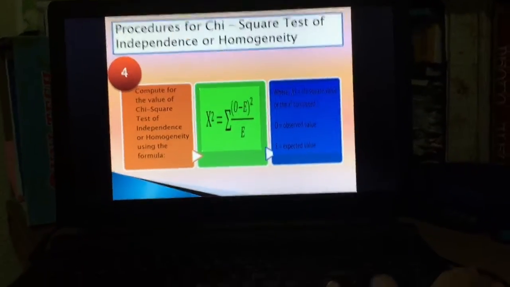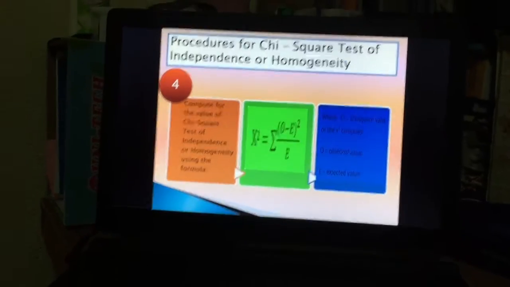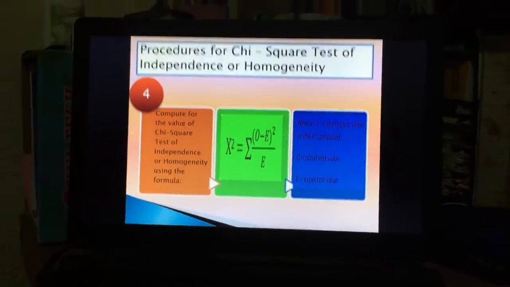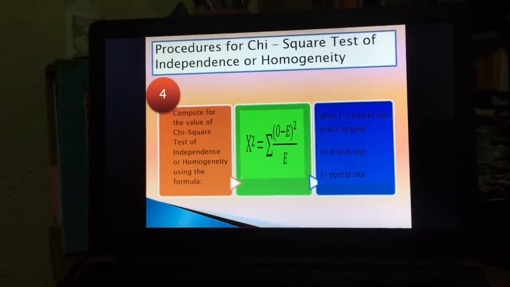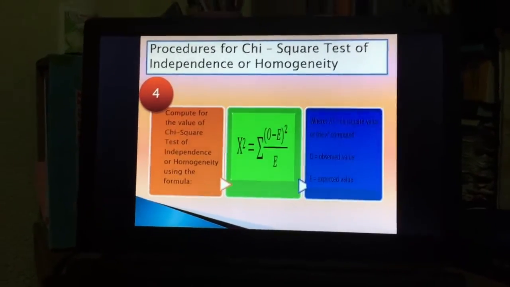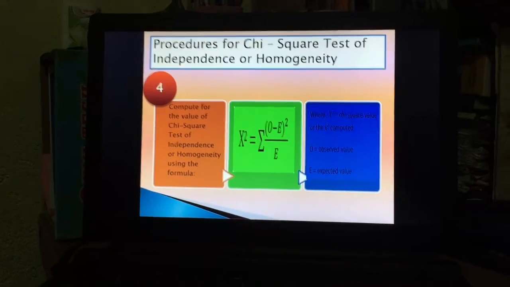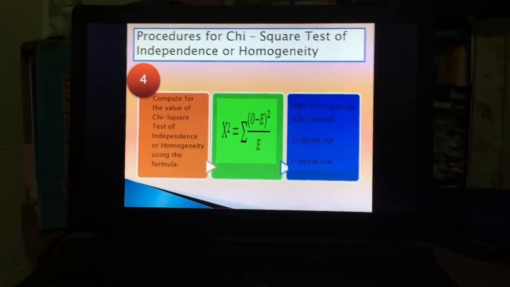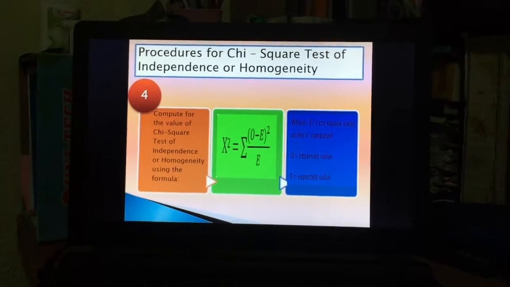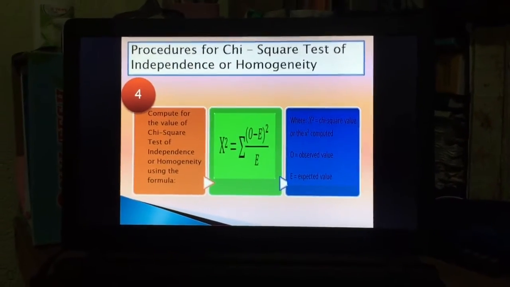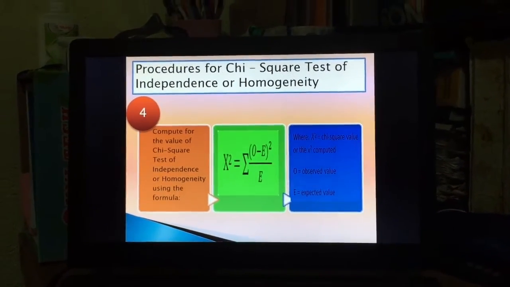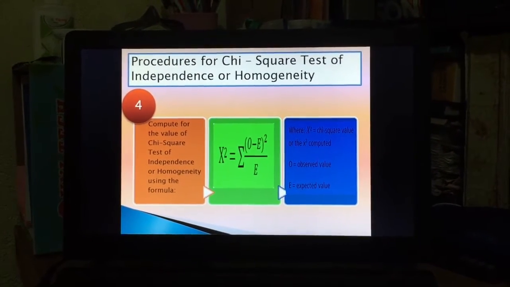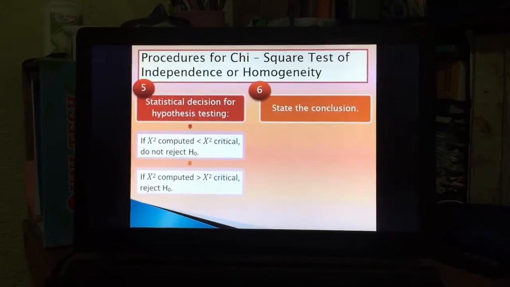Compute for the value of chi-square test of independence or homogeneity using the formula x squared is equal to summation of quantity observed value minus expected value raised to 2 all over expected value, where x squared is the chi-square value or the x squared computed, O is the observed value, and E is the expected value.